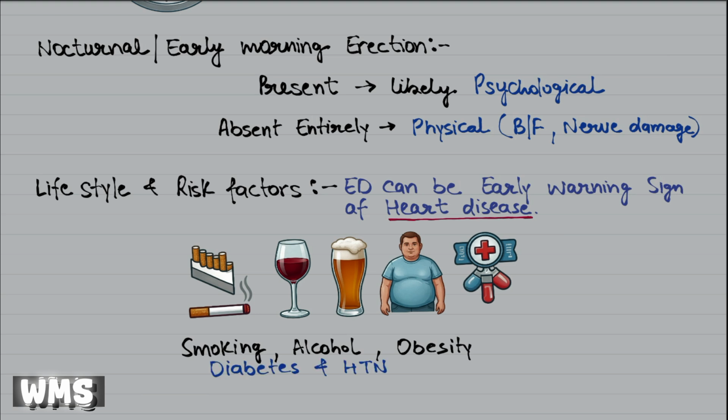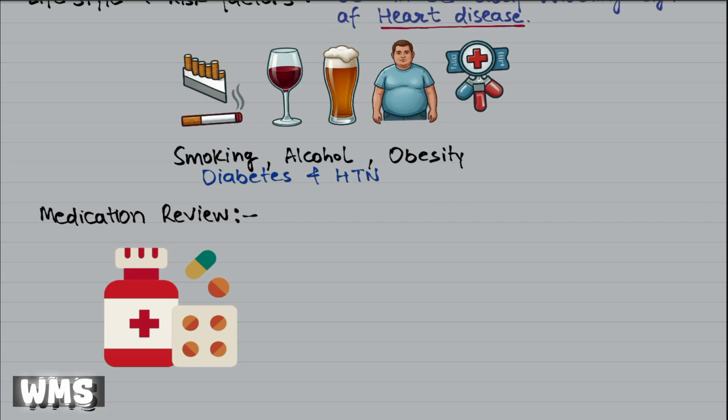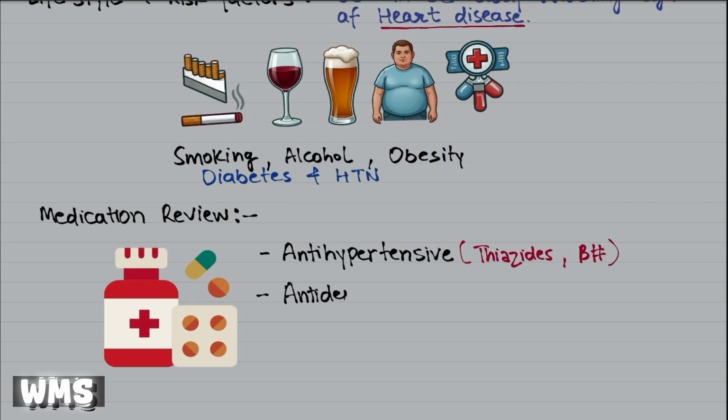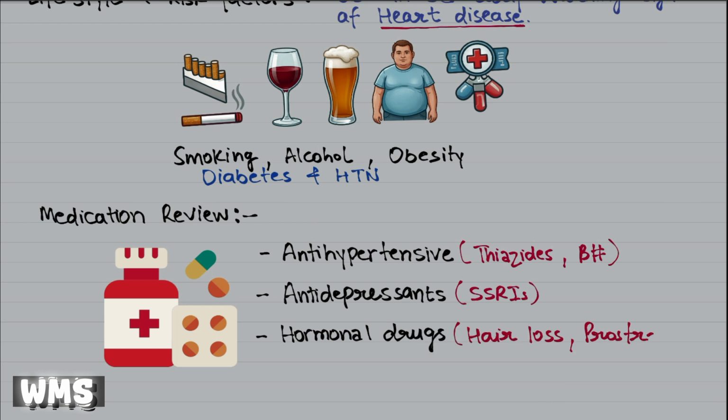Another important part of history is reviewing the patient's medication, because many patients are not aware that their drugs can contribute to ED. So we should carefully look for commonly implicated medications such as antihypertensives, especially thiazide diuretics and beta blockers, antidepressants like SSRIs, and hormonal drugs used for conditions like hair loss or prostate disorders. Keeping in mind that medications are a reversible cause of ED.